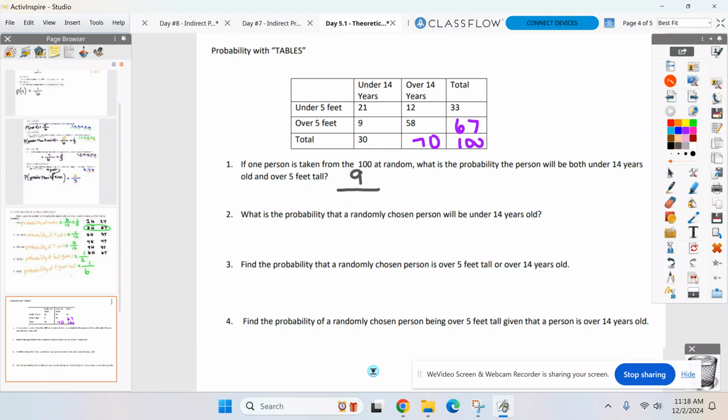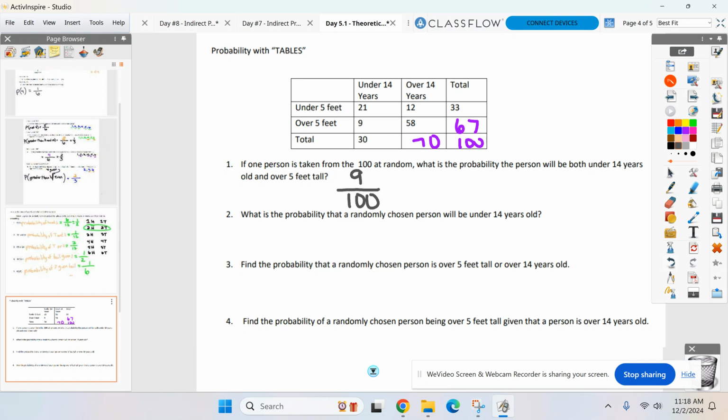Oh. Out of the total here. We're going out of the total. How many total people here? That's what? Out of 100. That's why that corner box is huge. 9 out of 100. Can I reduce that? Check. I want it always reduced. Can I reduce 9 out of 100? Nope. Okay.